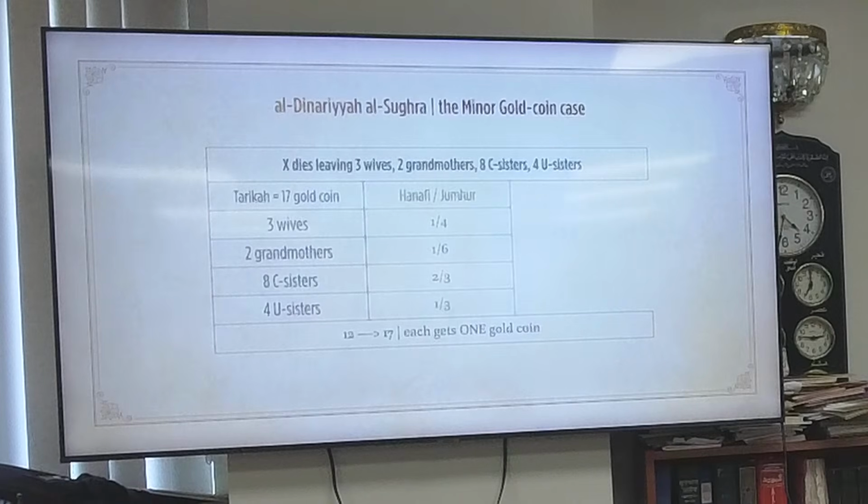How so? Well, all scholars agree on this. The 3 wives get a quarter. Why? Because there are the 2 grandmothers get a sixth. The 8 paternal sisters get 2/3, and the 4 maternal sisters get 1/3. And then we do awl, 12 becomes 17, and each one gets 1 gold coin.